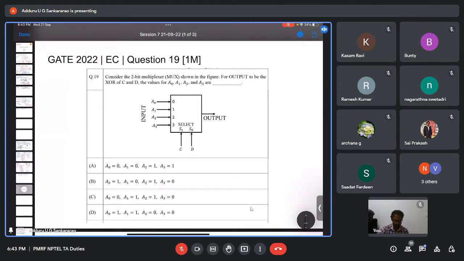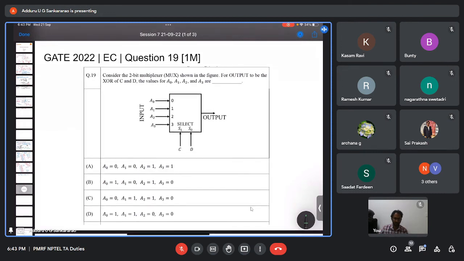This is another question. This was given in GATE 2022 ECE for 1 mark. This is on multiplexers. So here the question is, consider the 2-bit multiplexer shown in the figure. For output to be XOR of C and D, what are the values for A0, A1, A2 and A3?